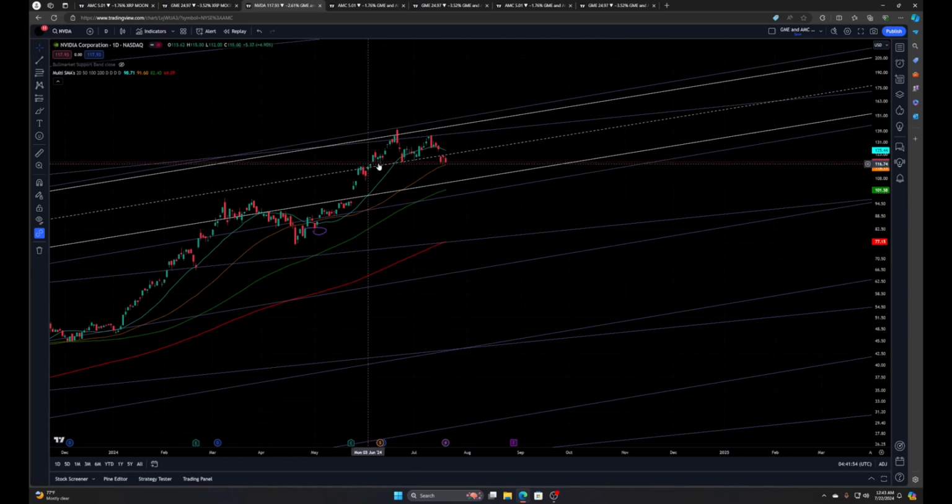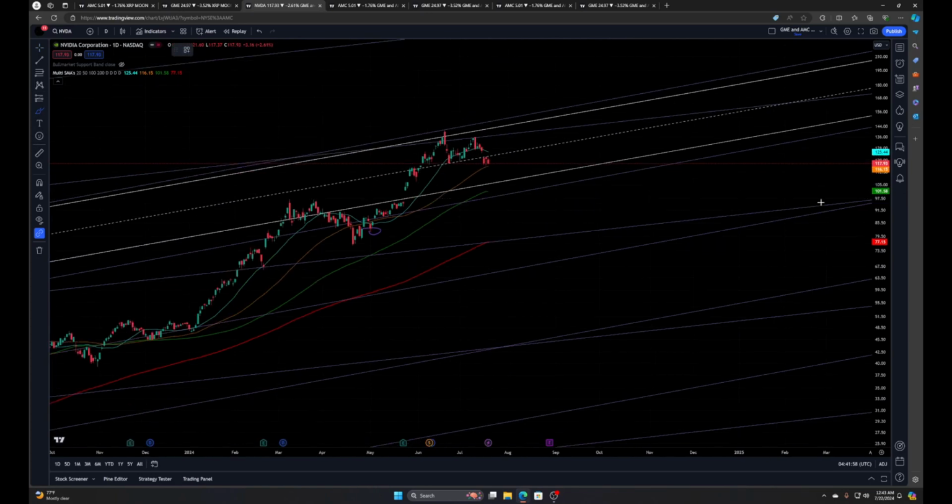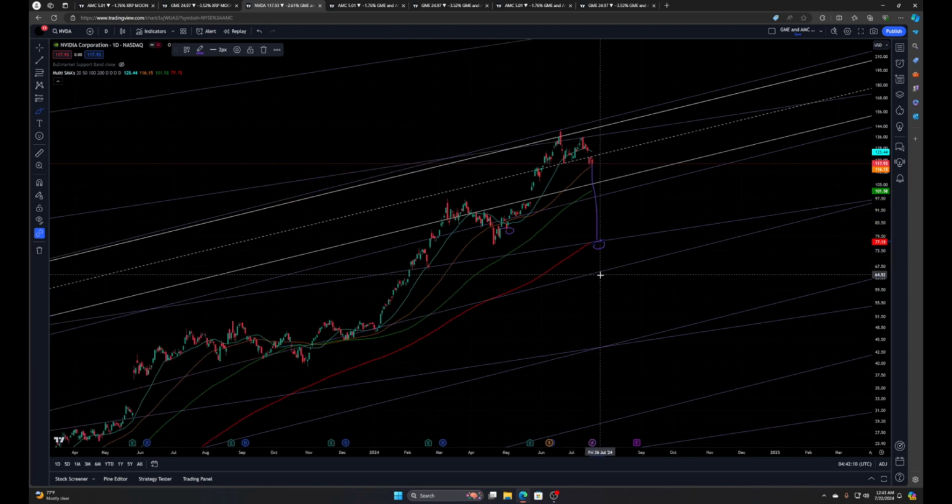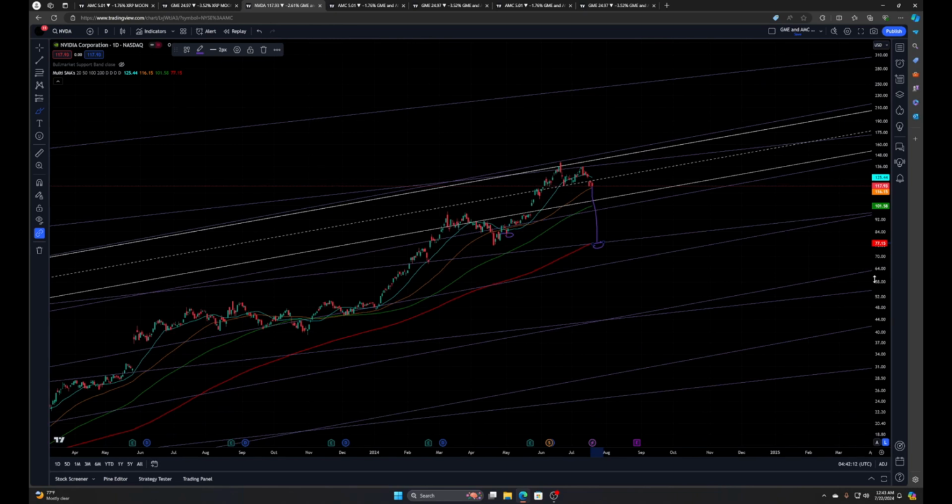Anyway, so we did fall below this midline here. So you could dump right here for sure, all the way back down to 106. And my final target is probably around this 200 SMA, so that'd be around the high 70s. That's kind of my final target.